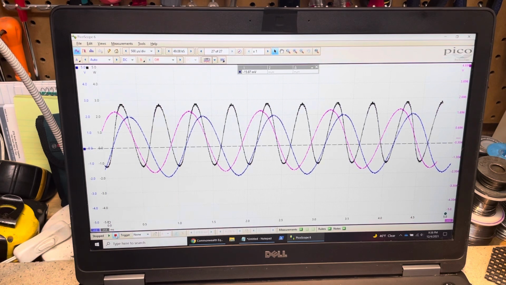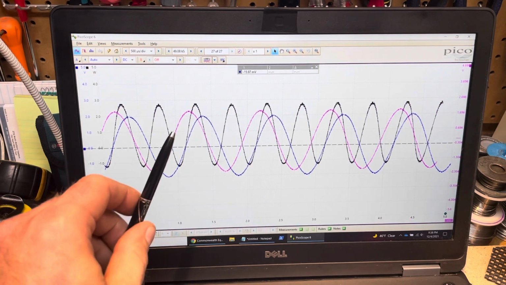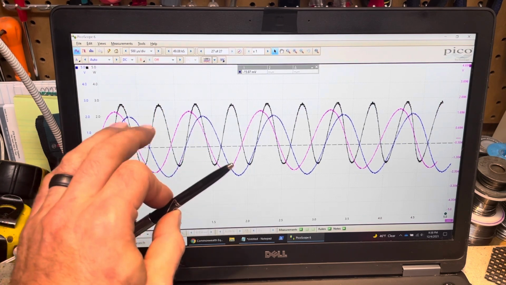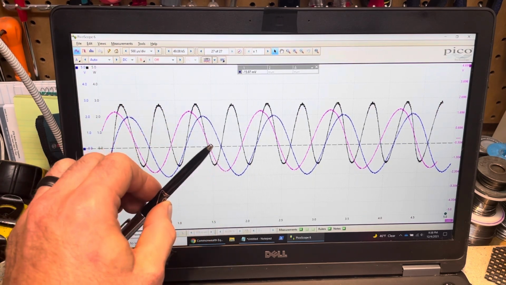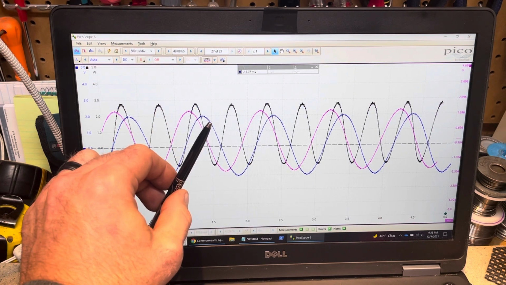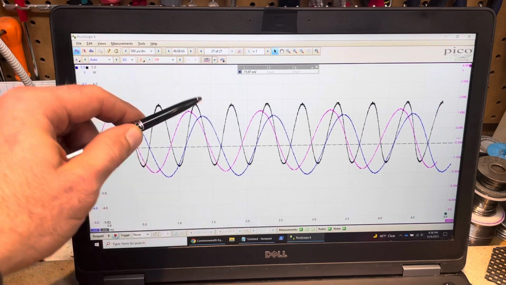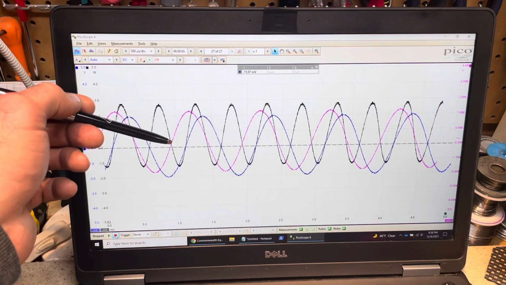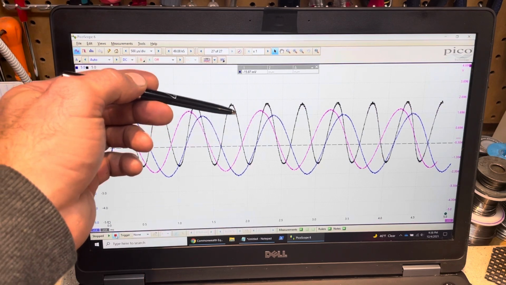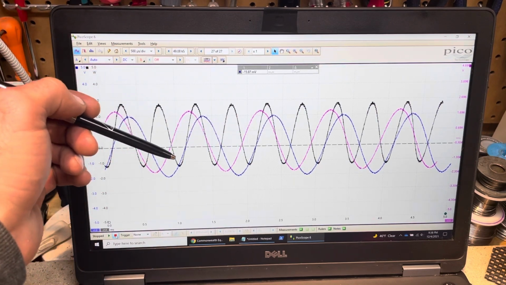Okay, here's a more normal power factor. You can see that although I have some shift, it's not a complete out of phase shift. We just have current lagging voltage, okay? So I am consuming some power, but I'm also sending some back.